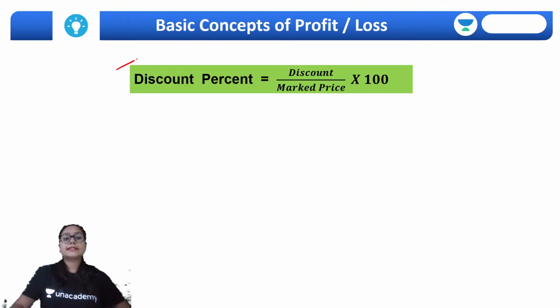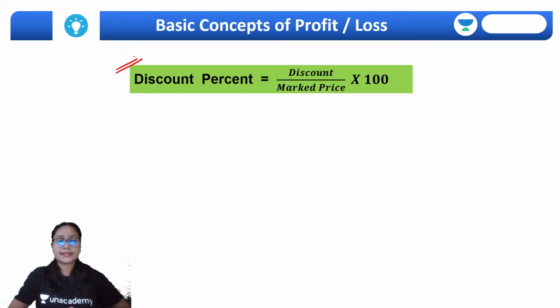Now, what is discount percent? Let's see. As I said earlier, discount is always calculated over the marked price. Now, if it is written that a discount of 10% was provided, it means that 10% was reduced from the marked price. So discount percent is given by discount upon marked price into 100.